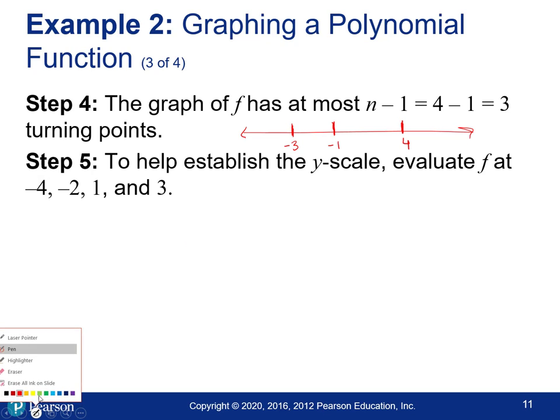And so the neighborhoods, there's 4 different neighborhoods here. Something on the left of -3, between -3 and -1, between -1 and 4, and then something on the right of 4. So we could just pick these 4 random numbers, because just to make it very clear, -4 lives here, -2 lives here, 1 lives in here, and 3 also lives in here. But it's going to help us get a better idea of how low the graph goes, because after 4 our graph goes up to the right.